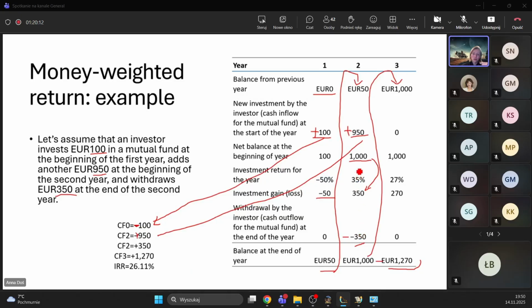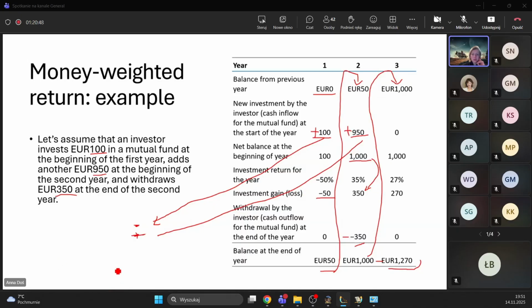Now the investor adds an additional 950. So again, gets from the wallet, gives to the fund. So this is minus. Then the investor sells part of this mutual fund. So this is the cash inflow to the wallet of the investor. And finally, the investor liquidates the mutual fund, and there is the inflow to the investor's wallet. And we can draw it as a formula.